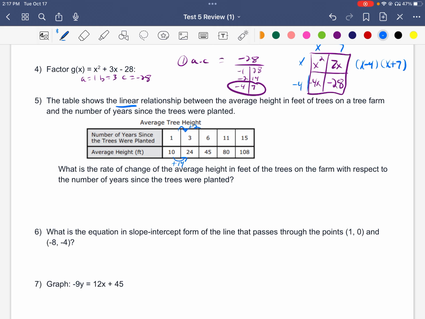And I know it's going to be consistent the whole way because, like I underlined there at the beginning, it's a linear relationship. So our average rate of change is going to be the change in y over the change in x, so 14 over 2, which is 7, or 7 feet per 1 year.